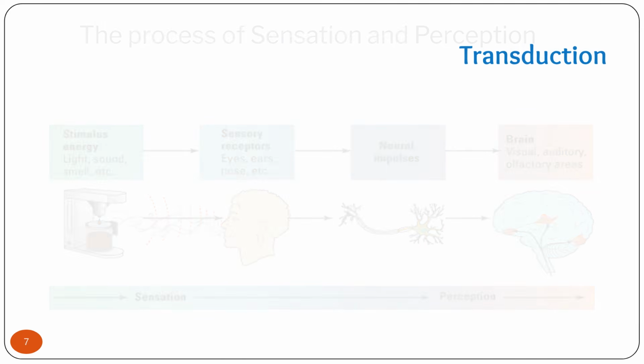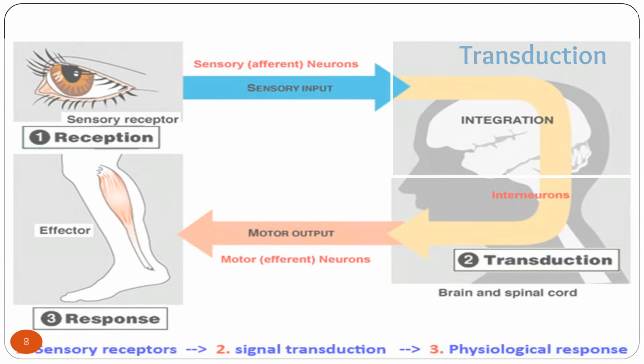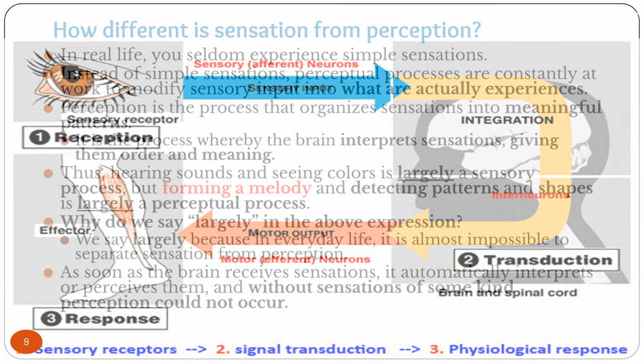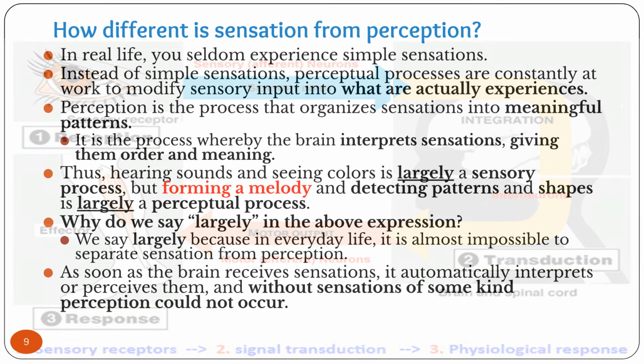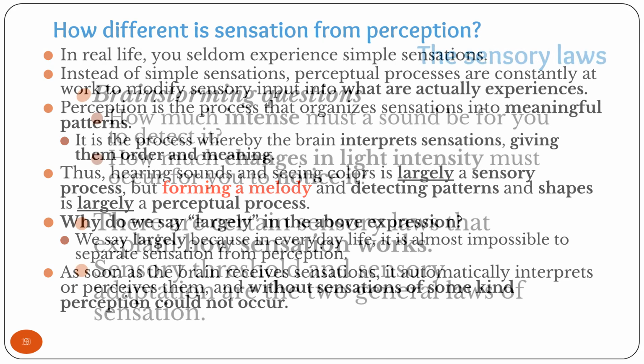Transduction is the process of converting stimulus energy into neural impulses. This allows the nervous system to interpret the information. This slide further emphasizes the concept of transduction, the conversion of sensory input into signals the brain can understand. Sensation and perception differ in that sensation is largely about receiving and transmitting sensory input, while perception organizes and interprets those sensations into meaningful patterns. The two processes are interconnected and hard to separate in daily life.